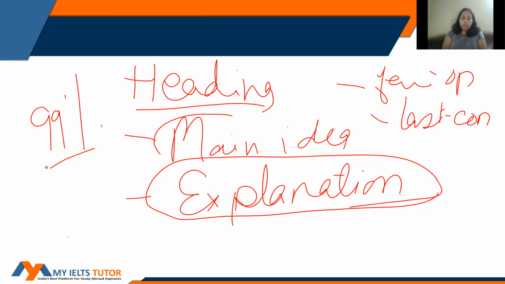What will be my answer here? The importance of trees. Yes. Importance of trees, because the complete paragraph was telling the importance of trees. Habitat of wildlife was just a point telling how trees are important. So this is the difference between explanation and main idea, right?